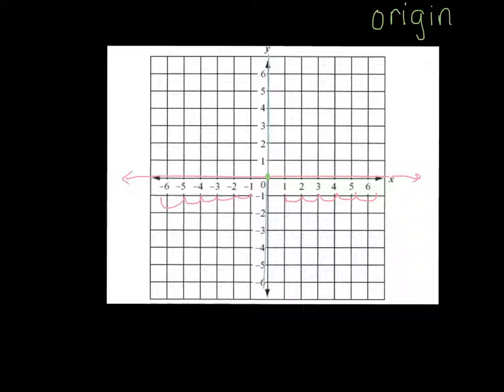On the y-axis, numbers that are above the origin are positive. So 1, 2, 3, 4, 5, 6. Numbers below the origin are negative. Negative 1, 2, 3, 4, 5, 6.